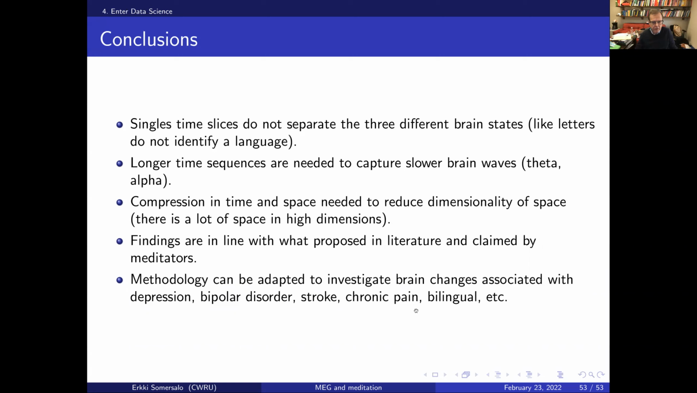Chronic pain is always interesting. There are lots of people who are suffering chronic pain. And as I said, the insula seems to be the key component here. There are studies where deep brain stimulation has been tried to mitigate chronic pain. It would be great if you could do that with something less invasive. So there are lots of open avenues that you can go. This is really a first baby step to show that you can use MEG data to separate between resting states.